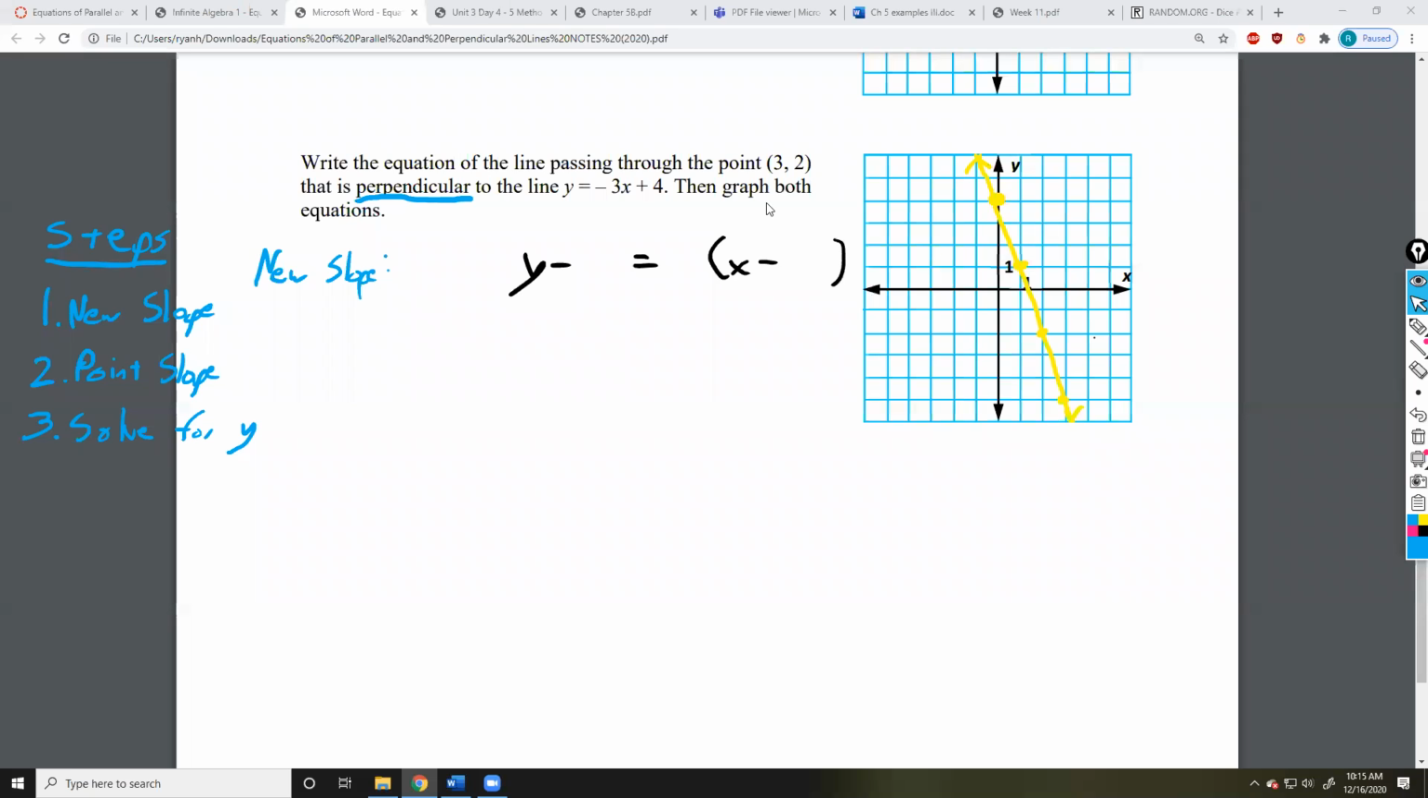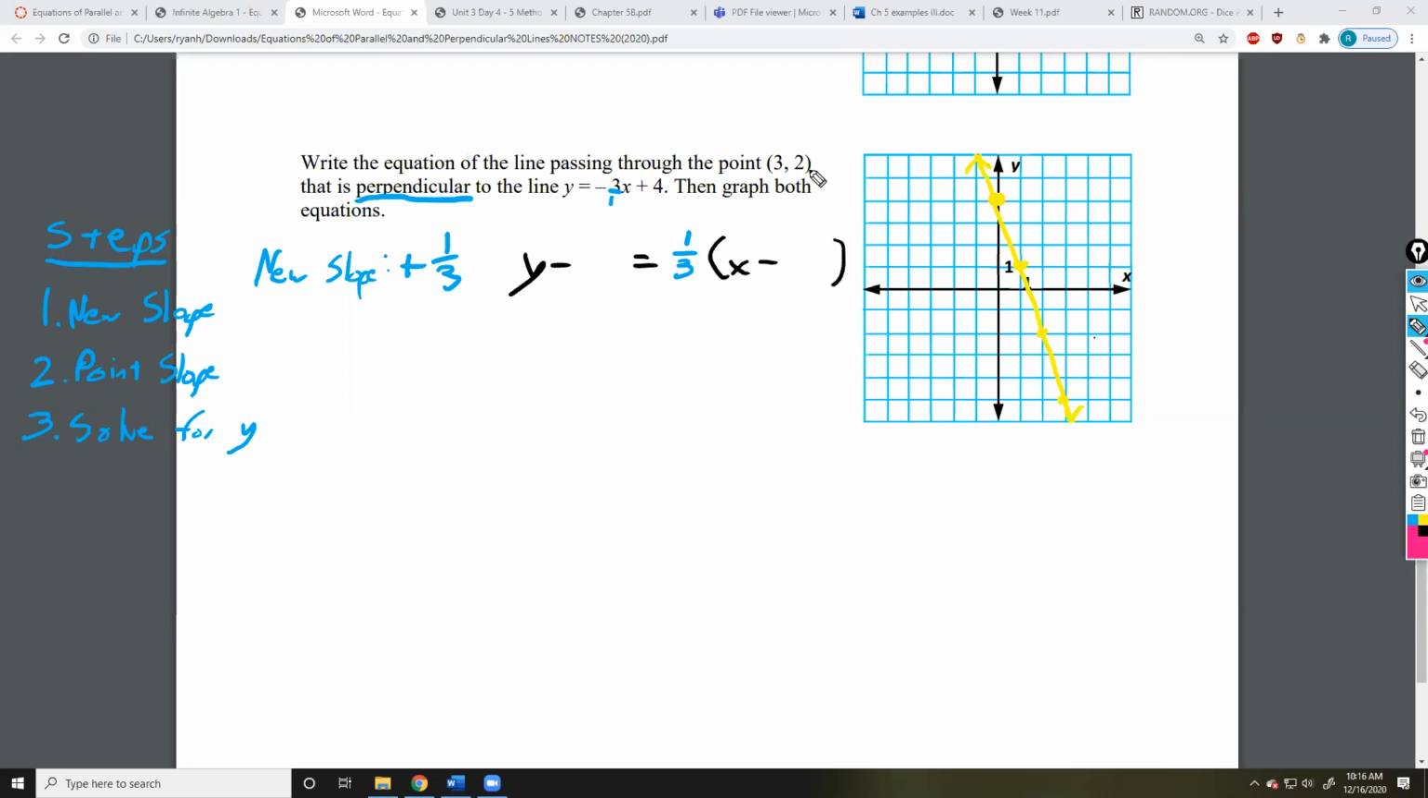All right, here we go. New slope. We want it to be perpendicular. So this time we want to change it. We want to change the sign. So negative becomes a positive. Flip your fraction. So a 3 is going to be over 1. So -3/1 flips, becomes positive 1/3. So that's my slope.